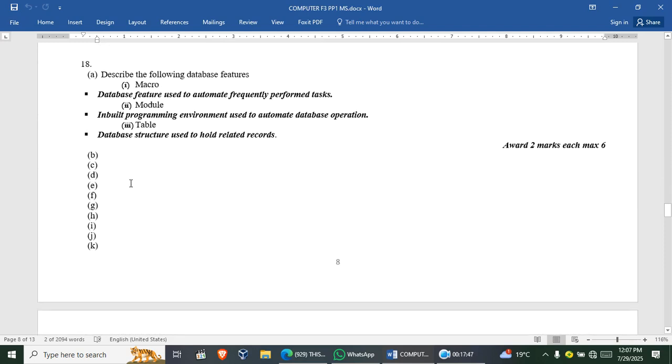Then we have this question: describe the following database features: macros, module, table.